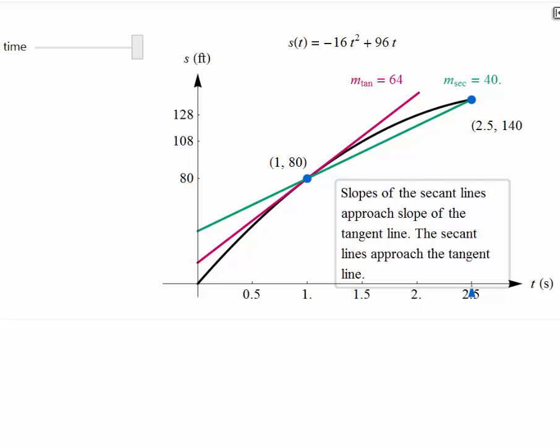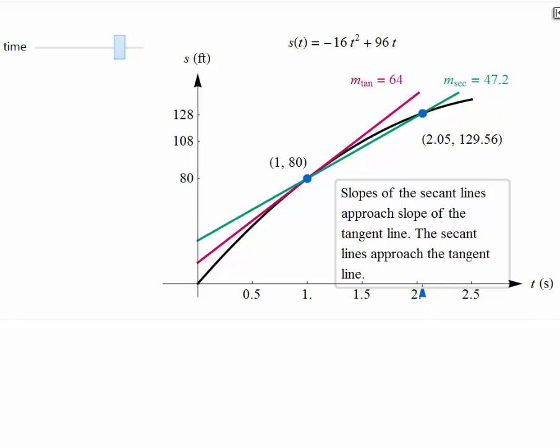As we slide and we let the 2.5 get closer and closer to 1, I start to slide that back. So now, say we get around 2, close but not quite. So now I have (1, 180), and I've got 1.99 and around 128. At 2 it was exactly 128, but the slider is a little difficult to get to an exact value. So I'm making my interval smaller. I still have a secant line, and the slope of that secant line is the average velocity on the interval from 1 to 2.